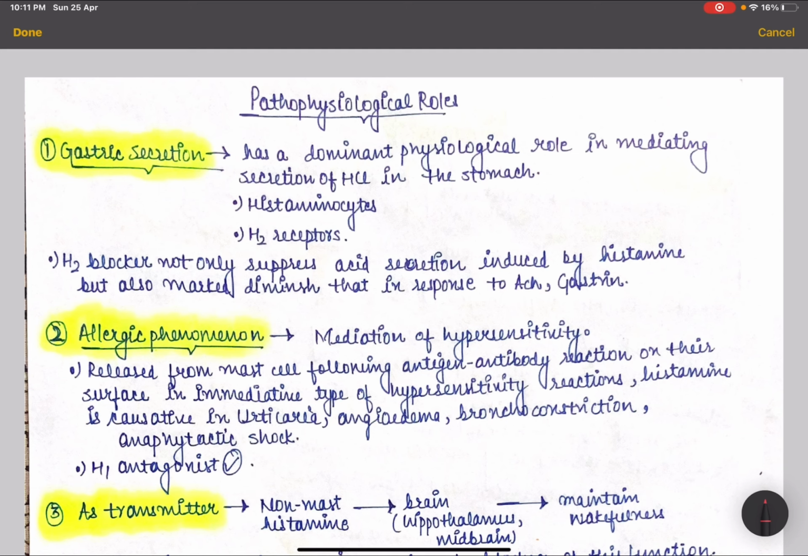Hello everyone. Now we will be discussing the pathophysiological roles of histamine. On gastric secretion, we had discussed that it has a dominant physiological role in mediating the secretion of HCl, because it increases the secretion of HCl through H2 receptors. These H2 receptors are non-mast cell histamines which occur in the gastric mucosa. They are possibly in the cells known as histaminocytes, which are present very close to the parietal cell.